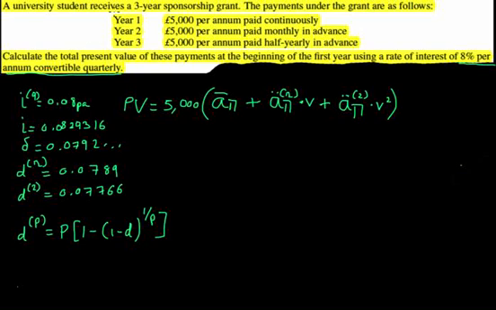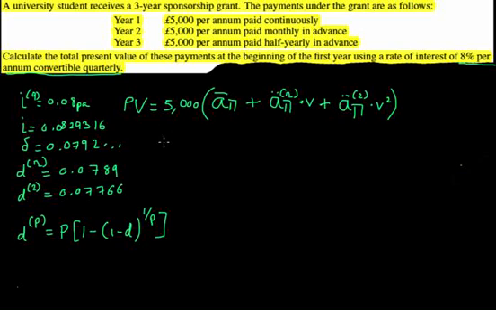So a university student receives a 3-year sponsorship grant. The payments under the grant are as follows. In the first year, £5,000 per annum are paid continuously. In the second year, £5,000 per annum are paid monthly in advance. And in the third year, £5,000 per annum are paid every half year in advance. So we have to calculate the present value of these payments at the beginning of the first year using a rate of interest of 8% per annum convertible quarterly.